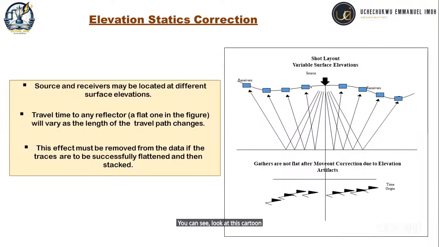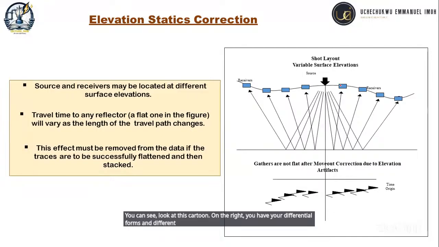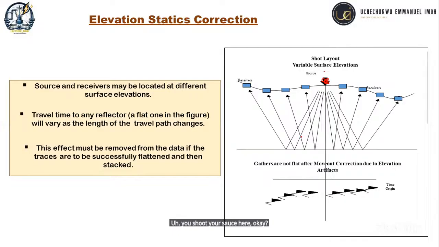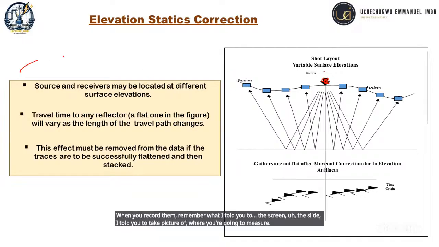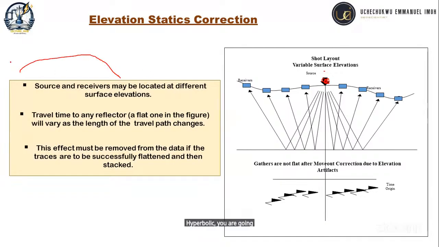cartoon on the right. You have your different geophones on different levels or different elevations, and you shoot your source here, okay? When the seismic waves travel and get to these receivers, when you record them, remember the slide I told you to take a picture of, where you're going to plot a graph and see the hyperbolic shape of your signals. So if you plot a graph of the signals for this one, remember that the receivers are evenly placed away from the source in both directions.